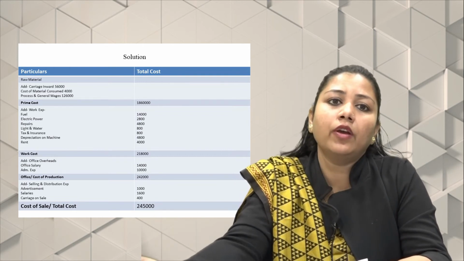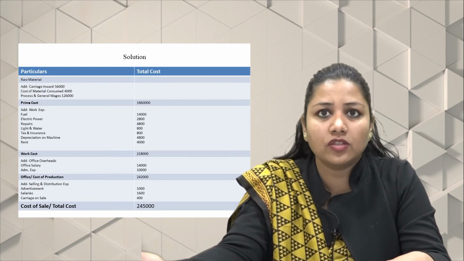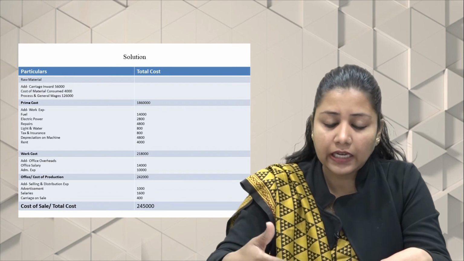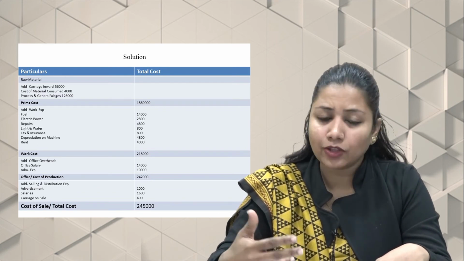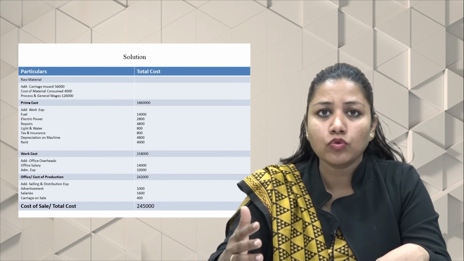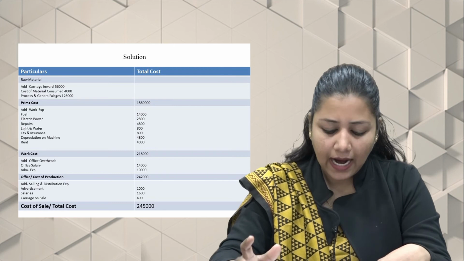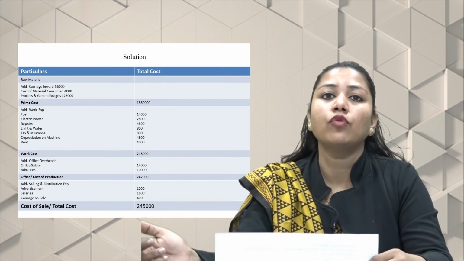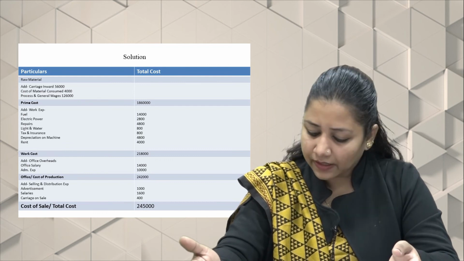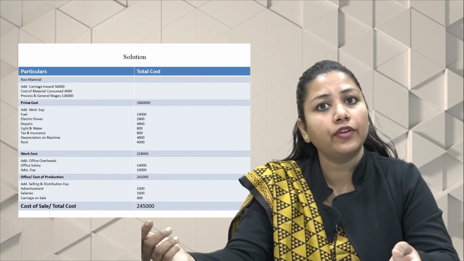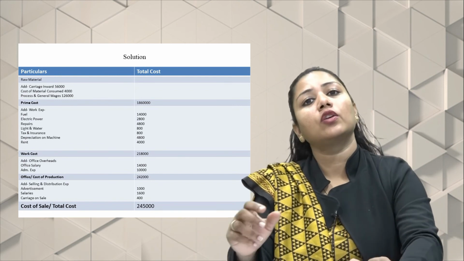Now next, we come to the selling cost. We have to add the selling expenditure, which is already given in the illustration. In the illustration, two expenditures are given, that is salaries of sales agents and carriage on the sale. We add them to the administration cost, then the selling cost will come to 2,44,000. This is the overall solution of the cost sheet.